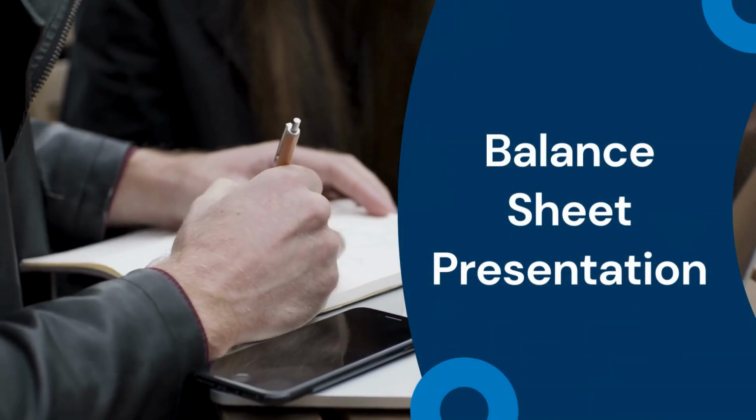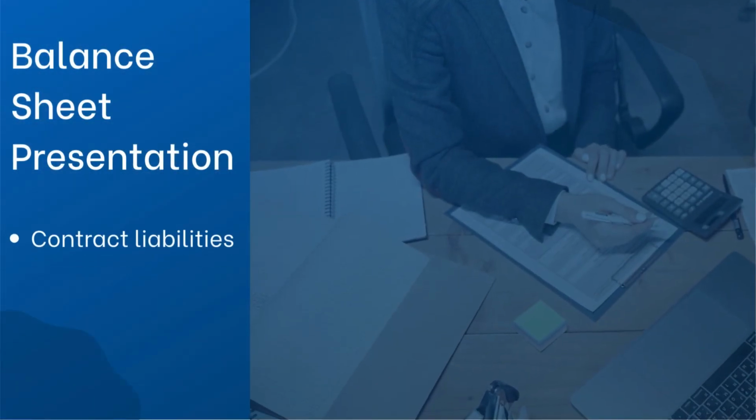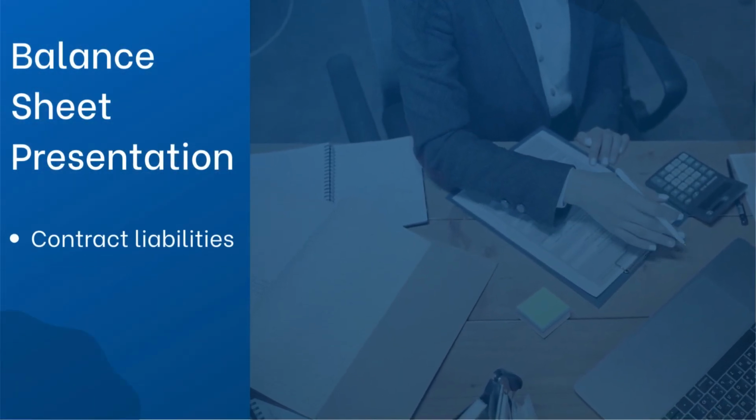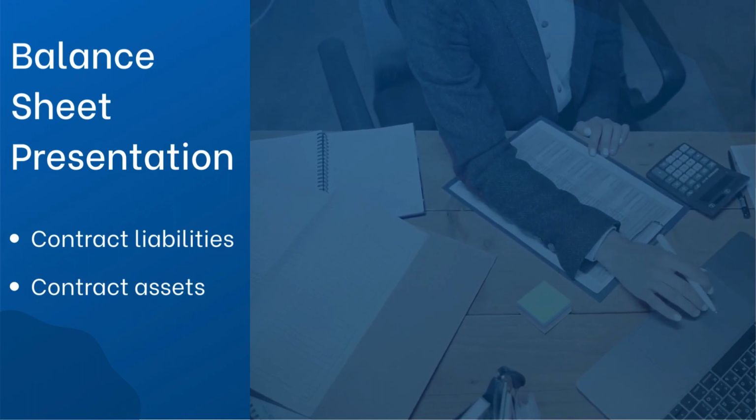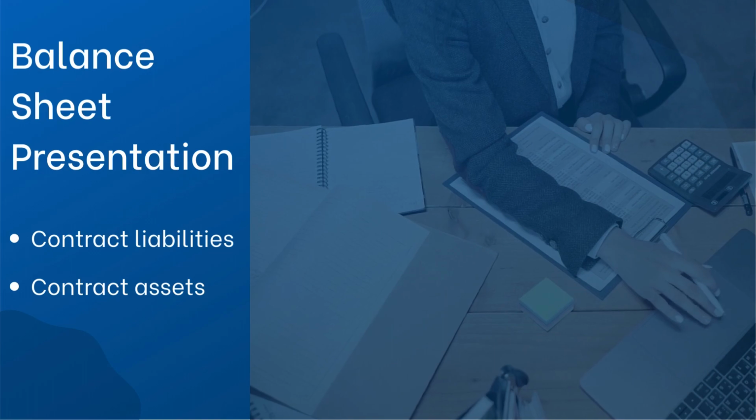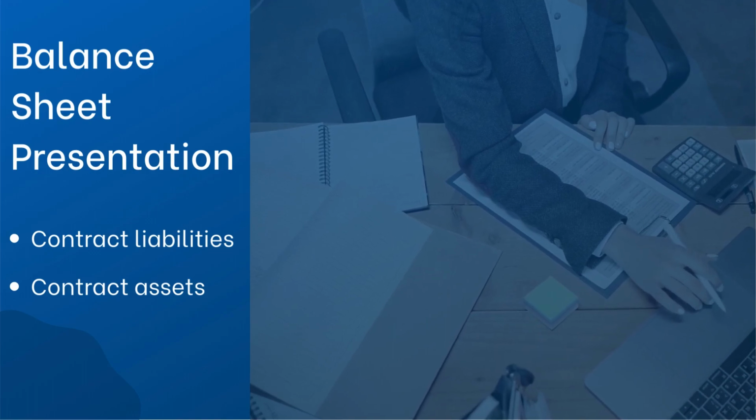Lastly, let's take a look at balance sheet presentation. Contract liabilities represent obligations. On the flip side, contract assets are like tickets waiting to be cashed in, representing the rights to consideration for services already performed. It's essential to keep these separate for transparent financial reporting.